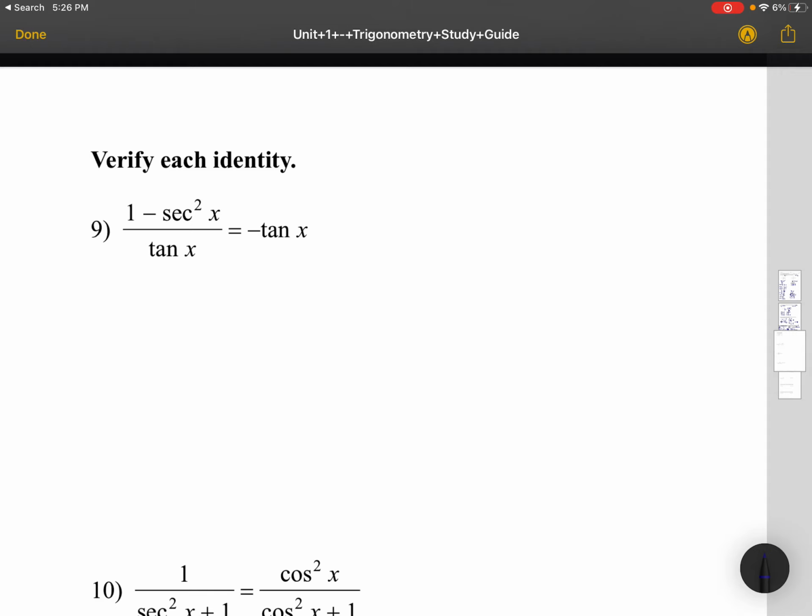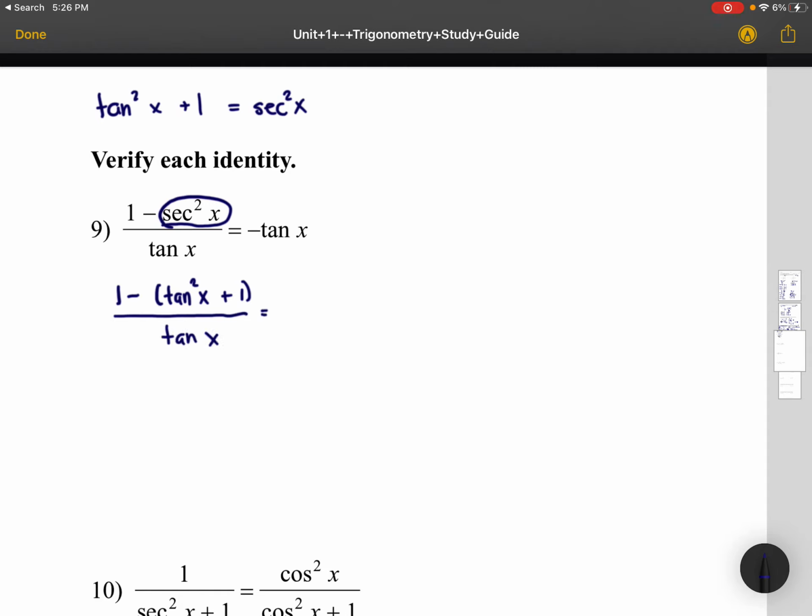In my opinion, the easiest way for this one is we're going to use the identity tangent squared x plus 1 equals secant squared x. What we're going to target is this replacement here, secant squared. So now, secant squared is tangent squared x plus 1. So we're going to rewrite this to be 1 minus tangent squared x plus 1 divided by tangent x. Remember, on the other side, we don't actually touch it.